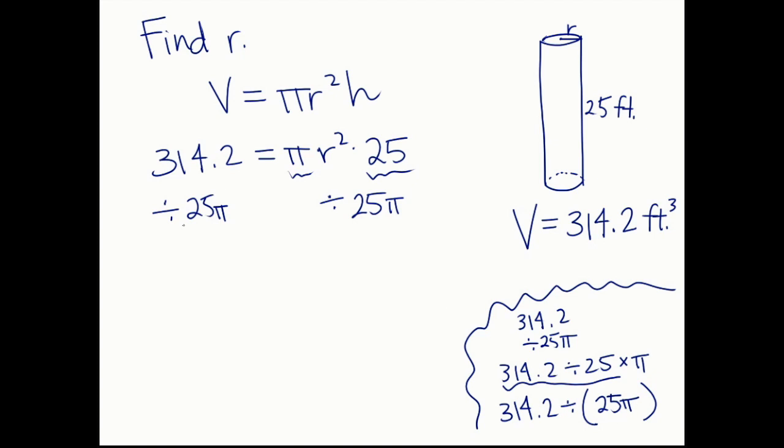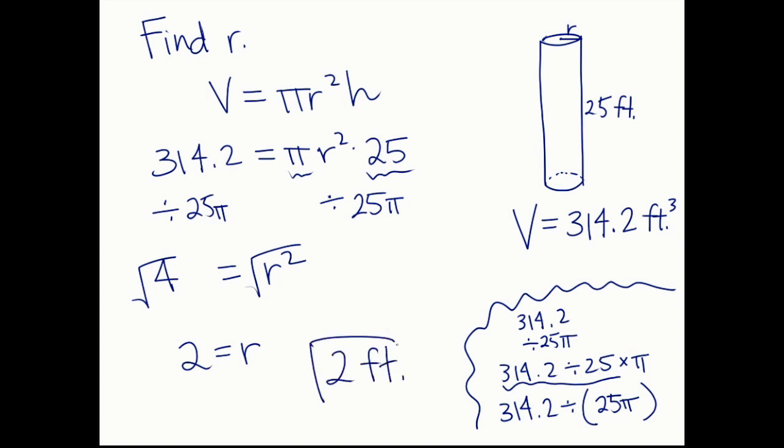So if we divide by 25 pi, we are going to get something pretty close to 4. I think it's going to be like 4.000 something. I'm going to call it 4. So this is going to be 4 equals r squared, because that's all that's left over here on the right. Then I'm going to take the square root of both sides, and I will find that r equals 2. So my radius is 2 feet.